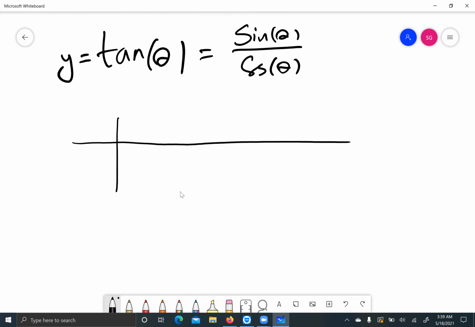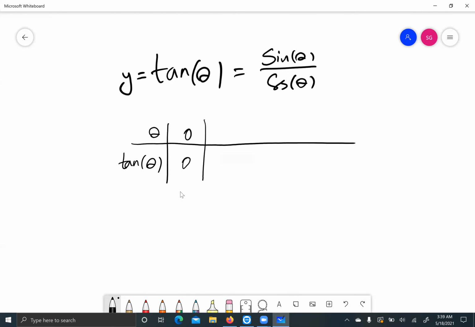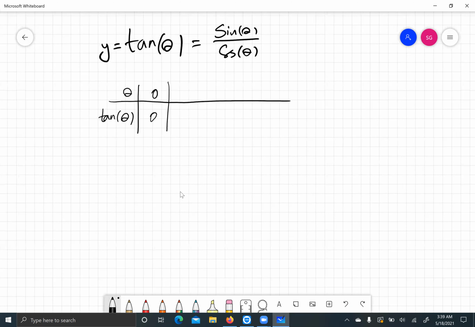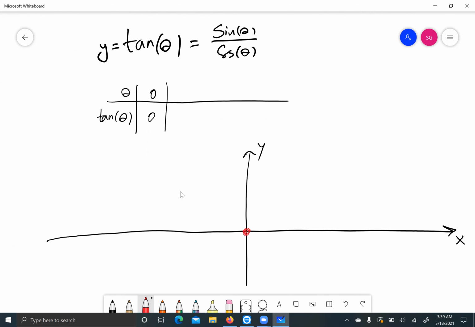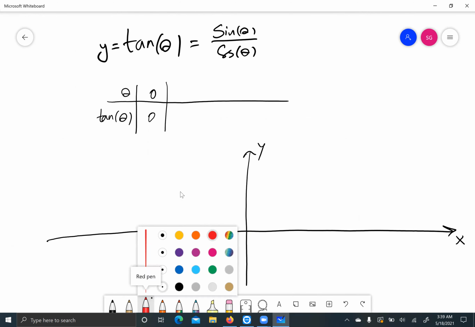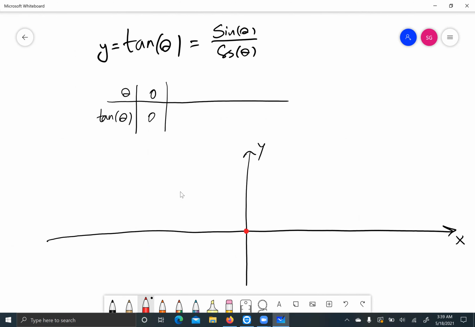For example, let's look at angle 0. At 0, what is tangent? We know that sine of 0 is 0, cosine is 1, so tangent is going to be 0. Graphically, I'm going to draw the graph at the same time. X-axis, y-axis. So at 0, it's 0, right?